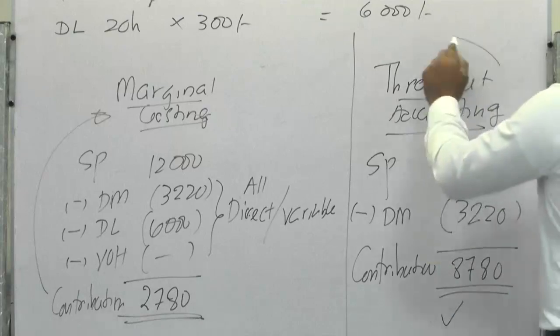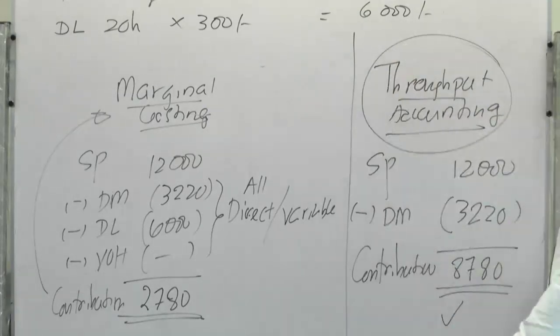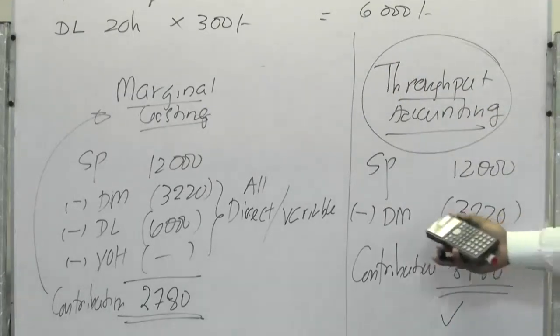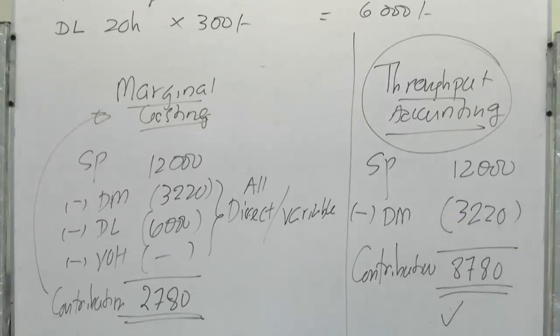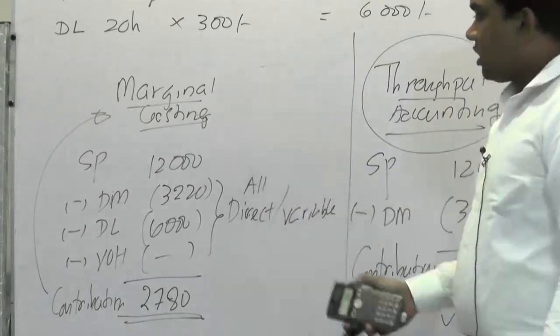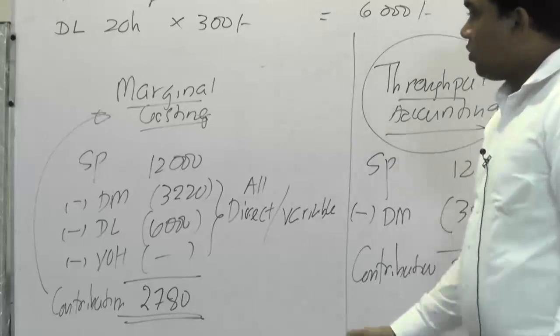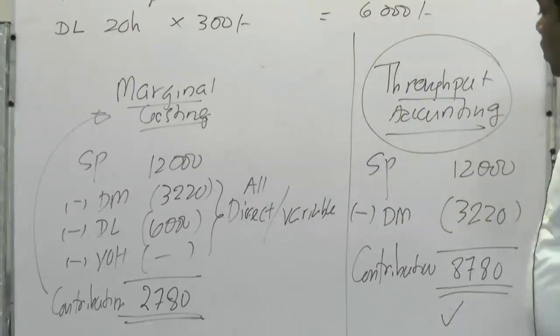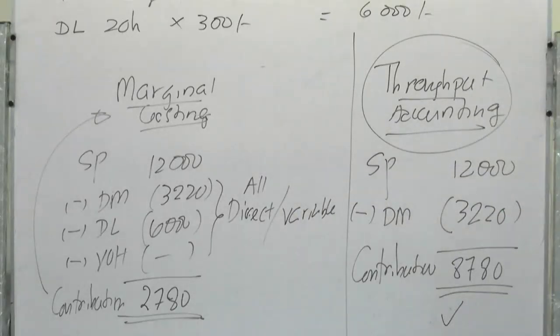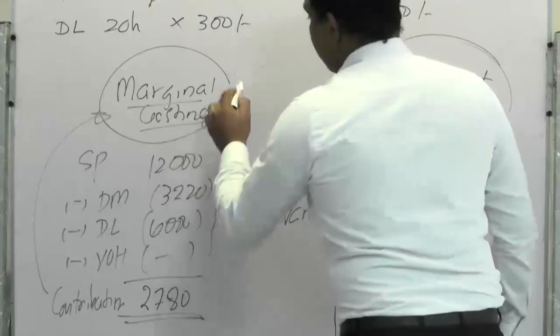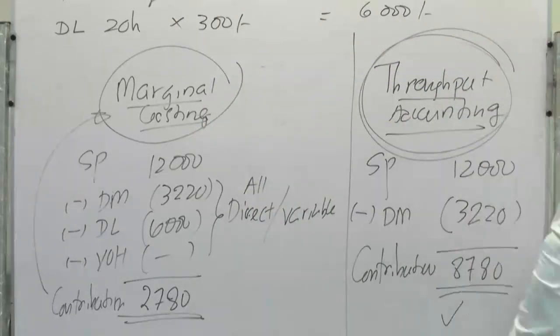In throughput accounting, to calculate the contribution from selling price, we will deduct only direct material. When it comes to marginal costing, to calculate contribution, we will deduct all direct costs, not only material but also direct labor and variable overhead. That is the difference between marginal costing contribution and throughput accounting contribution.